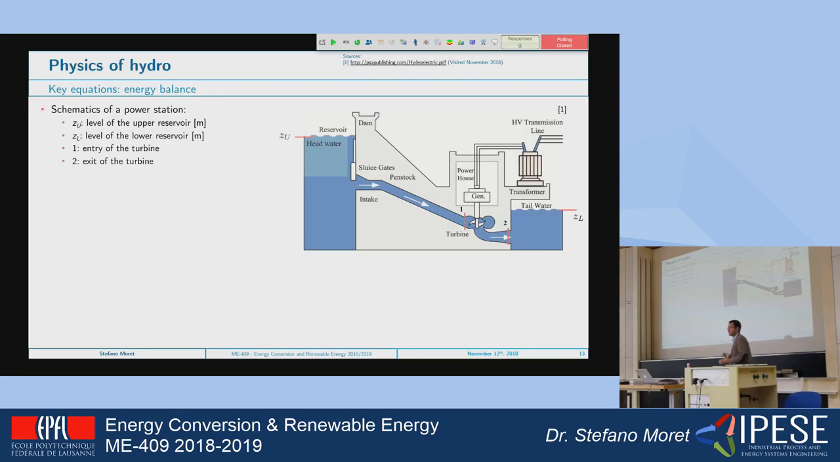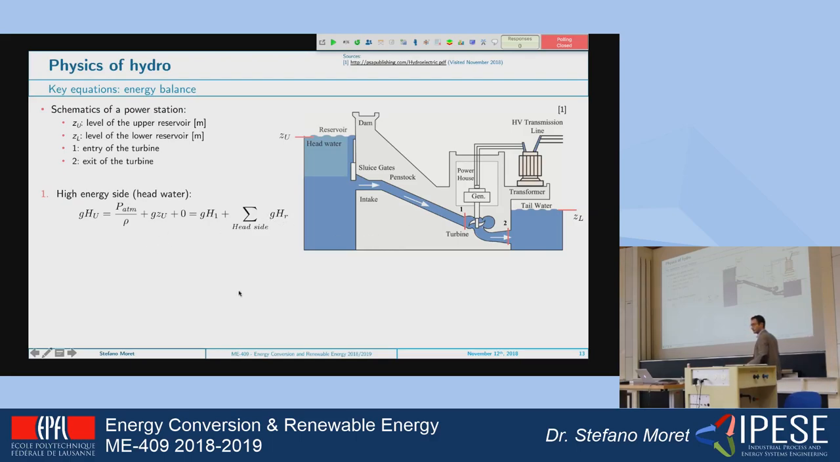Every power station, be it run-of-river or dam, can be represented in this way. We have an upper reservoir and a lower reservoir, which we indicate with U and L. And then we have positions 1 and 2, just before and after the turbine. If we apply the Bernoulli principle on the high energy side, the water will be at atmospheric pressure, at zero speed, and at height zeta U, which is equal to the total amount of energy that we have at the input of the turbine.